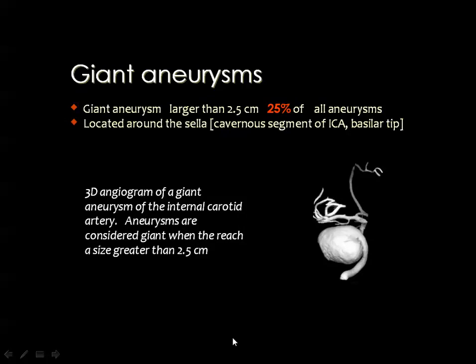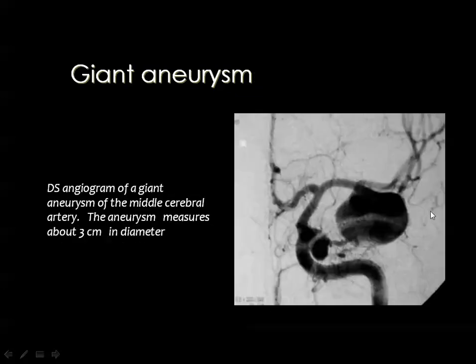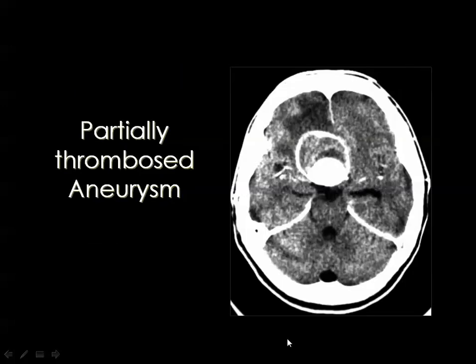Then giant aneurysm is, by definition, an aneurysm which is more than 2.5 centimeters in diameter. The incidence is about 25% of all types of aneurysms. And these giant aneurysms are usually located supratentorially. Whenever you see an aneurysm which is larger than 2.5 centimeters in diameter, you consider it a giant aneurysm. And of course, these giant aneurysms are more liable to rupture than the smaller ones. And whenever the aneurysm is giant, it is liable for internal thrombosis.